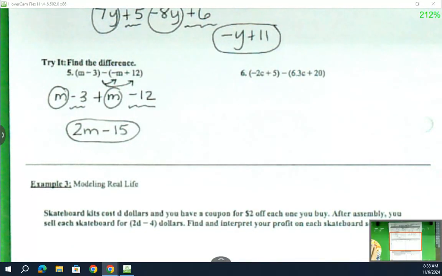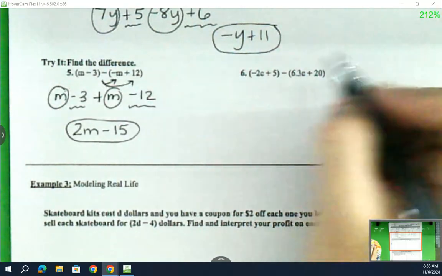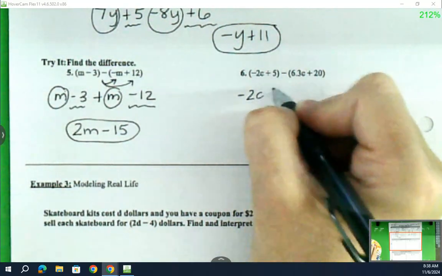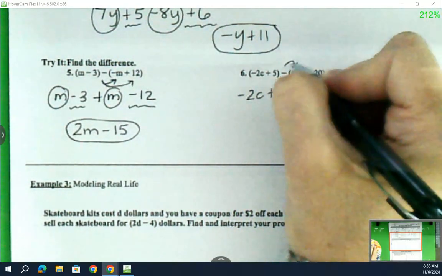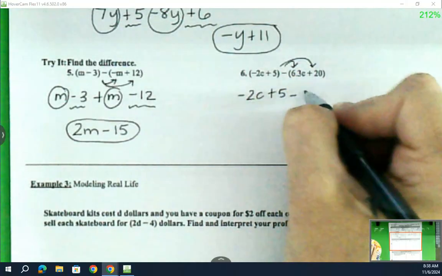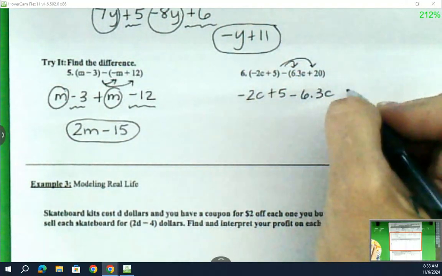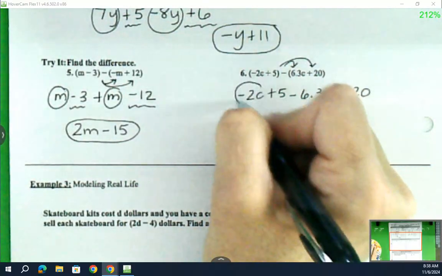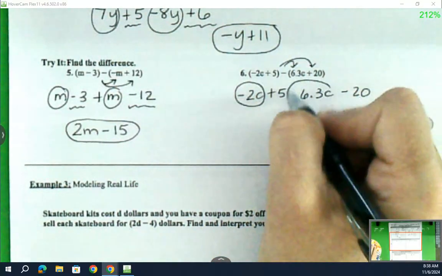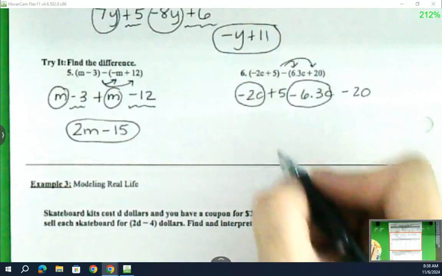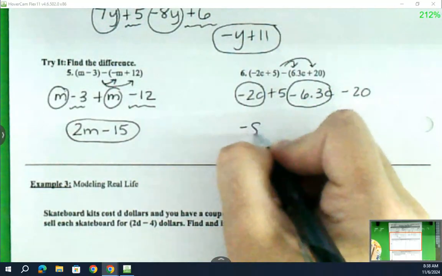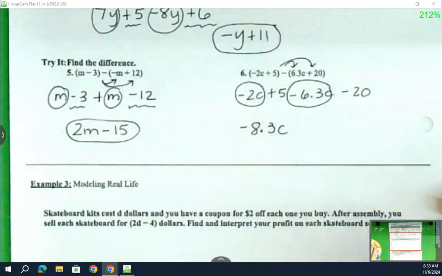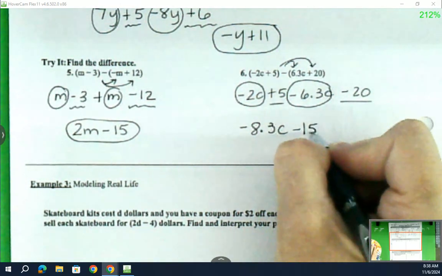Over to number 6, we have negative 2c plus 5, and again, we're going to do the opposite here. So this is going to be minus 6.3c minus 20. We're going to combine our c's first. We have a negative 2 plus negative 6.3 for a total of negative 8.3c. And then plus 5 minus 20 is altogether minus 15.